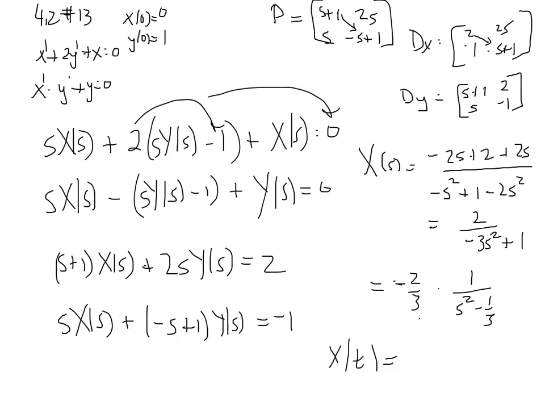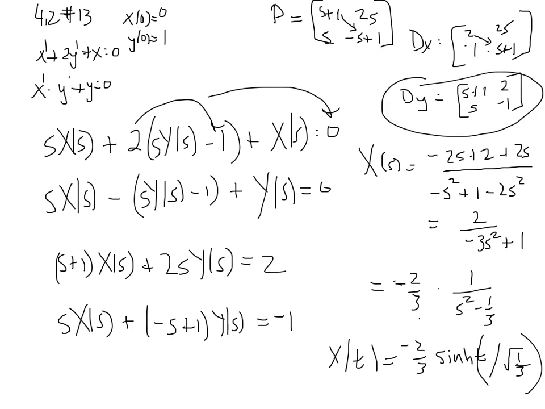X of t is minus 2/3, and that fits into the hyperbolic sine form. So that's hyperbolic sine t over the square root of 1/3. Alright, you'd have to repeat to do the same thing for y. Find the determinant of dy, and then the determinant of d you already know, and then do the inverse Laplace transform. Okay, hope that helps with that one.